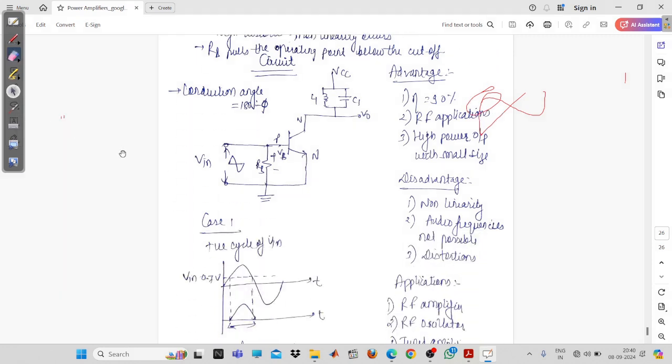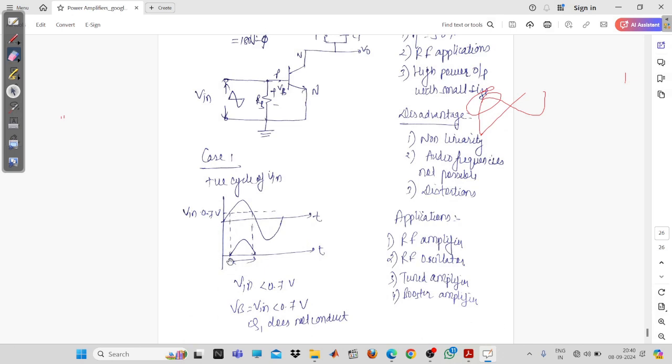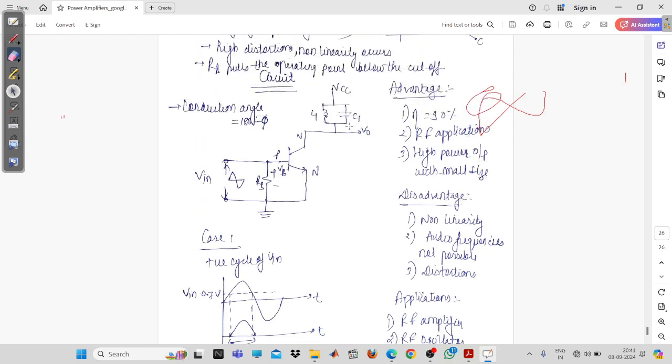Fine. So you can see here only a part of it will be amplified, and the remaining part will not be amplified because this part has entered into the cutoff region. And why has it entered into the cutoff region? Because RB is pulling your operating point deep into cutoff, and because of that, the remaining part will be cut off, or you can say clipped off. This is all about the class C power amplifier.